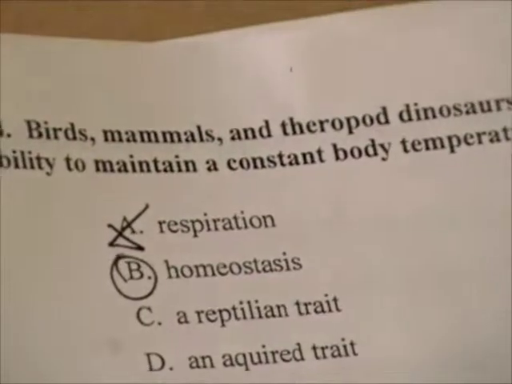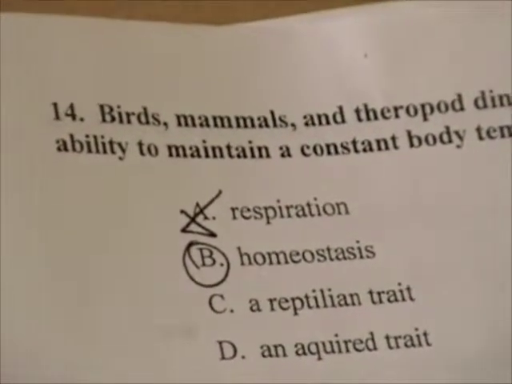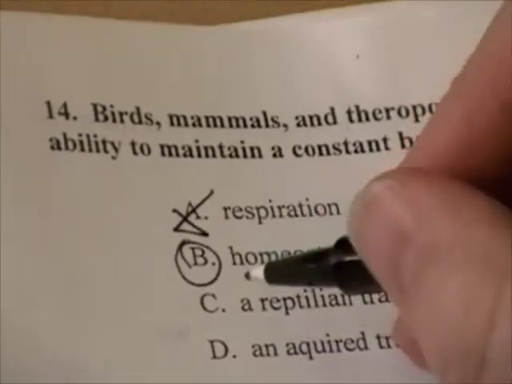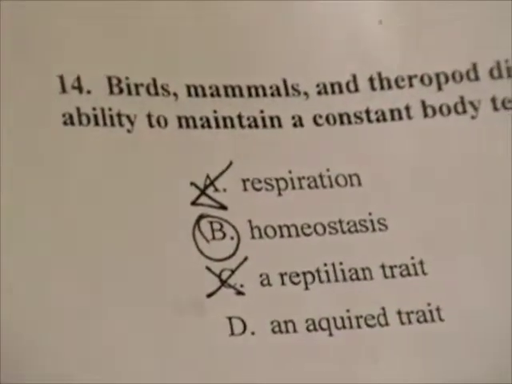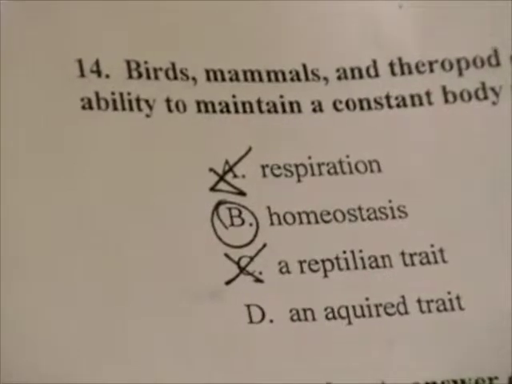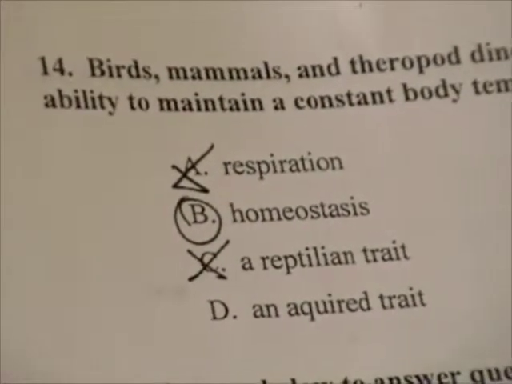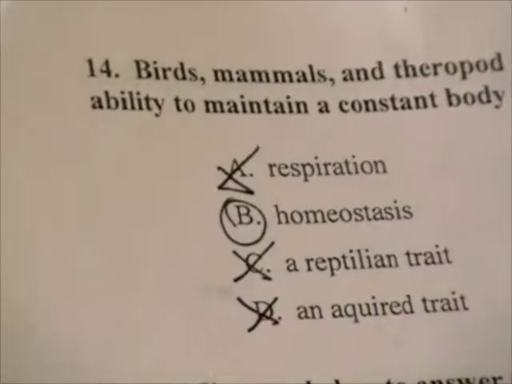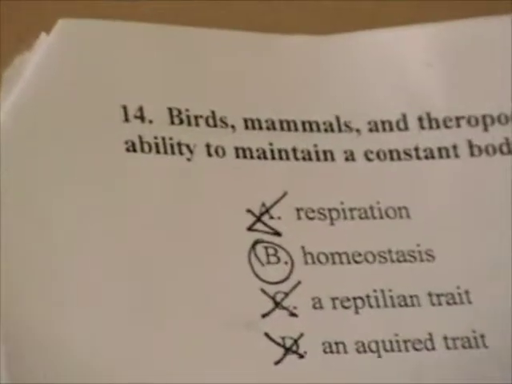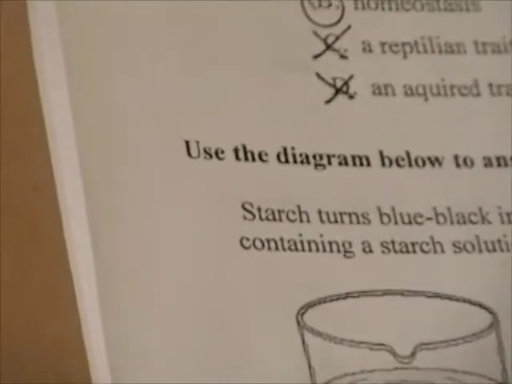C, a reptilian trait. Well, birds and mammals are not reptiles, so I don't think that's the answer. An acquired trait, that's something you get after you're born, like when you get a scar. And this kind of sounds like something that they were born with, so I don't think it's D, an acquired trait. So we're going to go with B, homeostasis, maintaining balance.